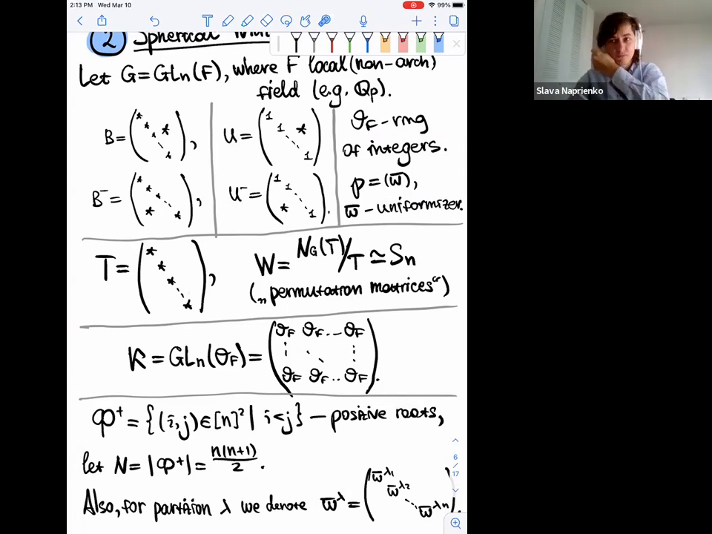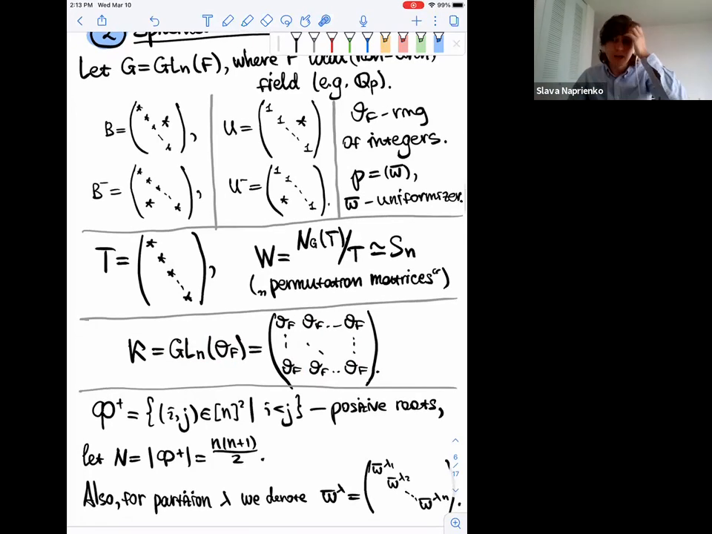I also have the diagonal, which I denote by T. I have the Weyl group, which is the quotient of the normalizer of my torus over the torus. Here it's just going to be the permutation group, and I can choose the representatives to be permutation matrices. So in my head, whenever I write an element of the Weyl group, I think about a permutation matrix. It's not going to matter which representative we take because everything is going to be compact invariant. I have the maximal compact subgroup, which is basically just the integer points of my group, so invertible matrices where entries lie in the ring of integers.